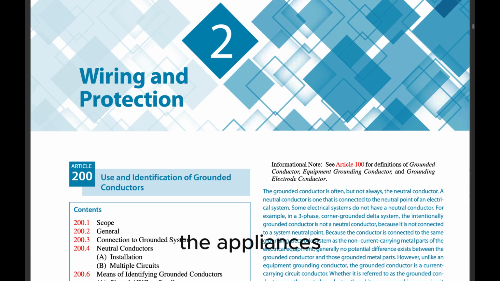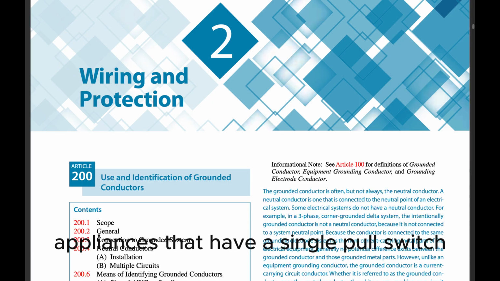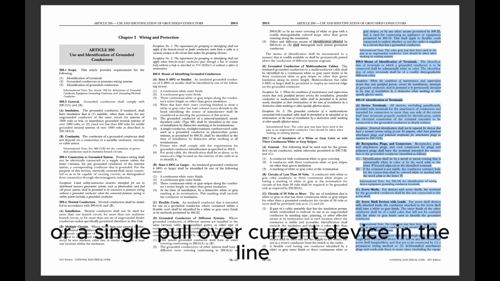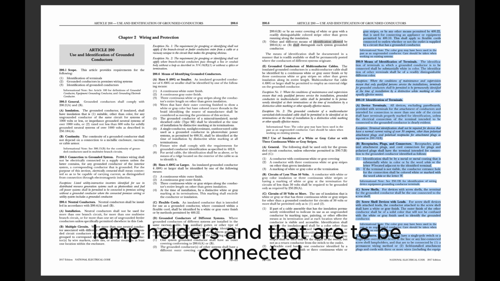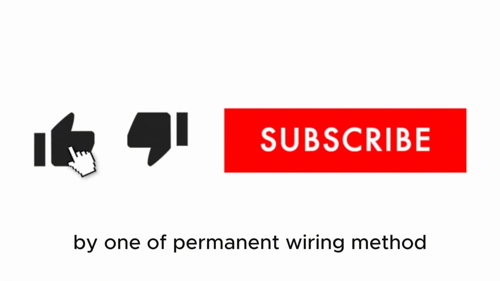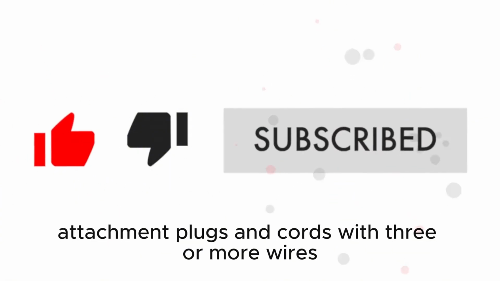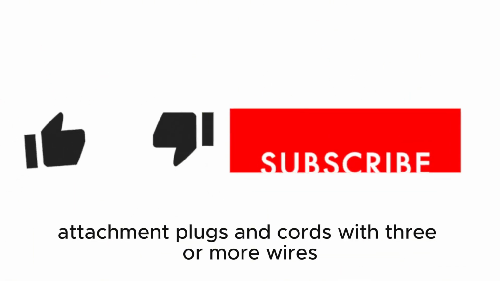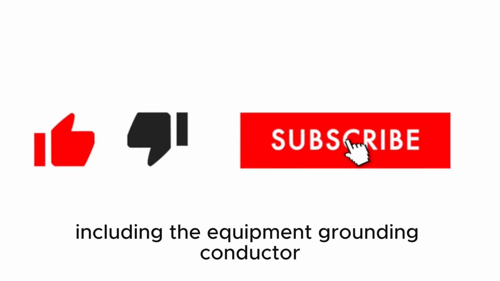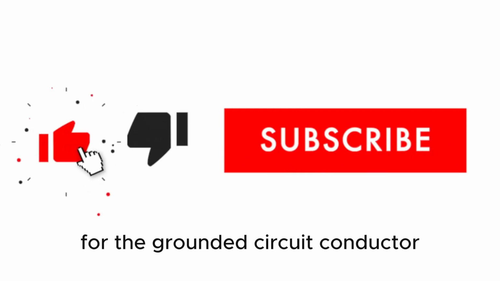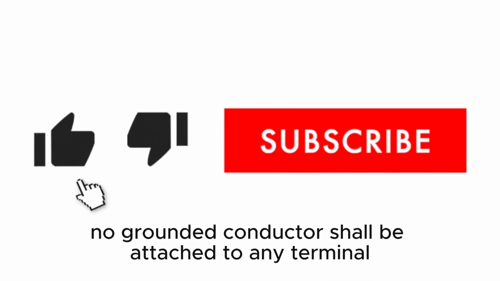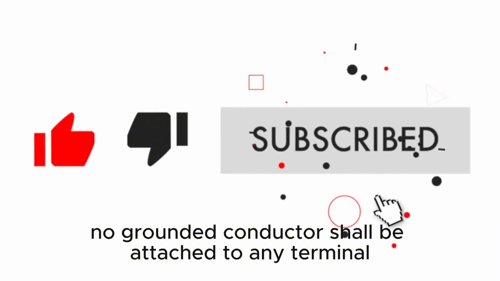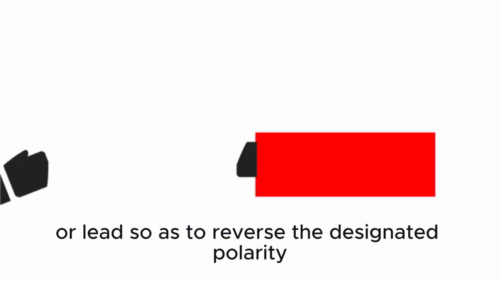E. Appliances. Appliances that have a single-pole switch or a single-pole overcurrent device in the line or any line-connected screw shell lampholders, and that are to be connected by a permanent wiring method or to field-installed attachment plugs and cords with 3 or more wires including the equipment grounding conductor, shall have means to identify the terminal for the grounded circuit conductor, if any. 200.11 Polarity of connections. No grounded conductor shall be attached to any terminal or lead so as to reverse the designated polarity.